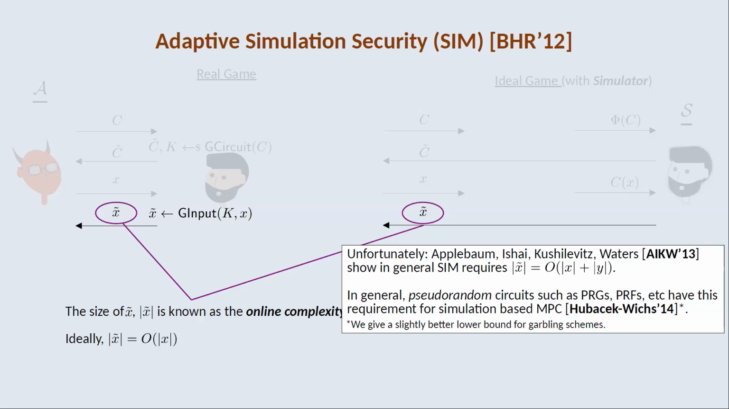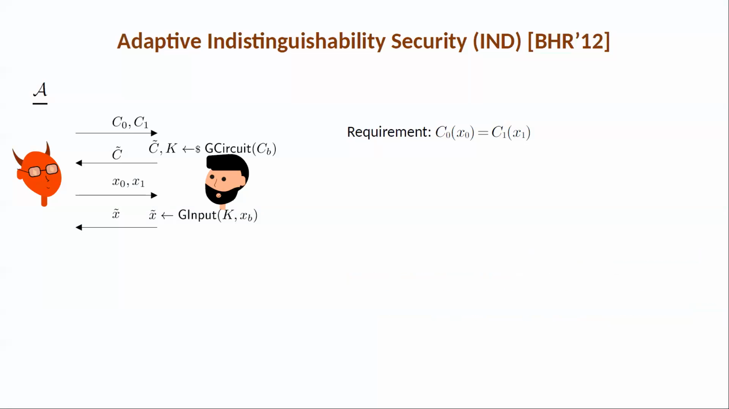All right. So how can we get short garbled inputs? Well, we have to consider different notions now. And one other notion that BHR introduced was this indistinguishability notion. That notion involves the adversary choosing two circuits, and the garbler garbles either the left or the right circuit, and then the adversary chooses an input and, analogously, the garbler gives the left or the right input garbling.